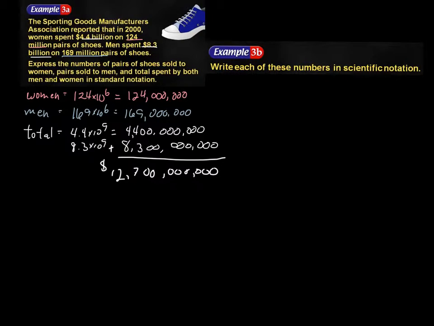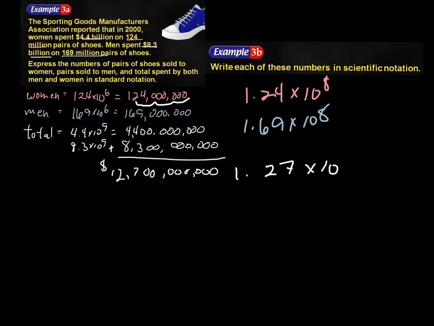And finally, they want us to write each of these numbers in scientific notation, which is nice with the commas. For women, I'm going to have 1.24 times 10 to the, let's count real quick, there's 3, 6, 7, 8. For men, it's going to be the same thing, 1.69 times 10 to the 8th. And for the total, 1.27 times 10 to the, let's count here, there's 3, 6, 9, and one more is 10.